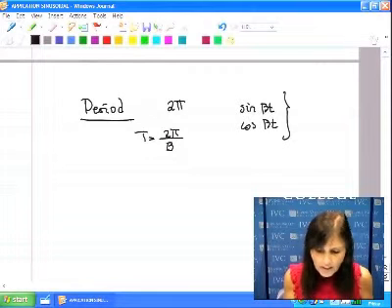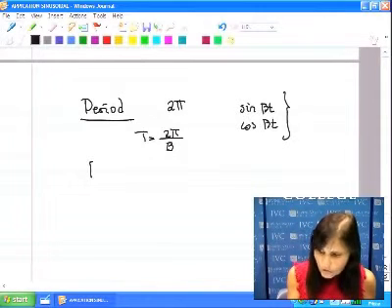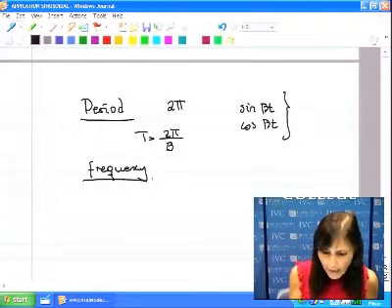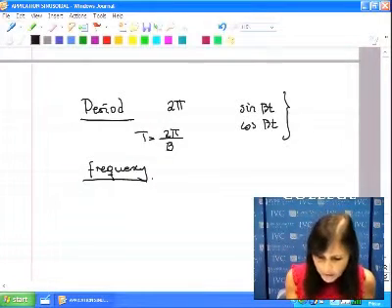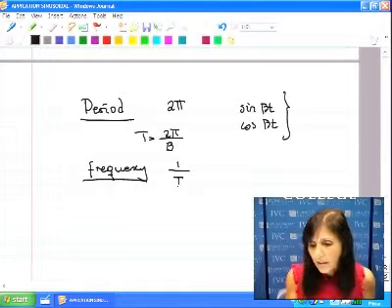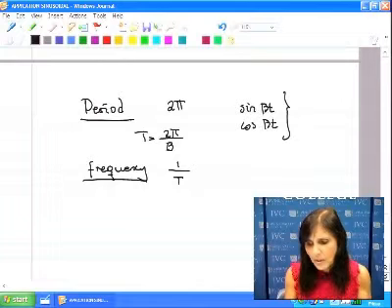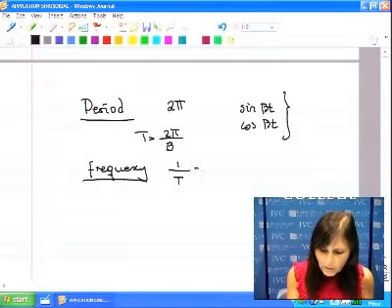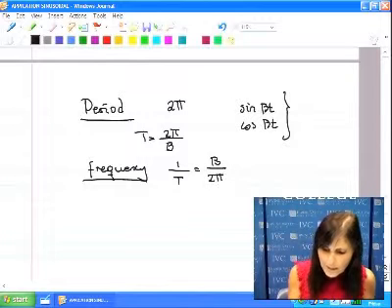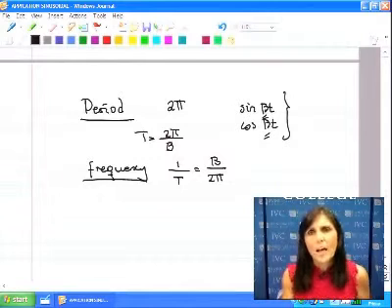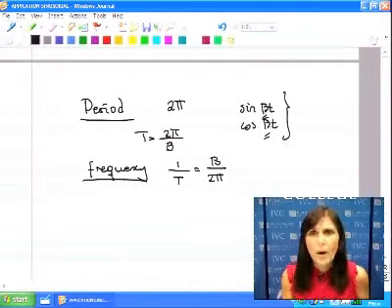And the other thing is the concept of frequency. And your frequency is simply 1 over your period. So if somebody is asking you, what is the frequency, and you know that this is equal to that, and 1 over T, so it's going to be b over 2 pi if that b is in front of your t in your formula. So you can do a couple of application problems, but basically that's what we're talking about.